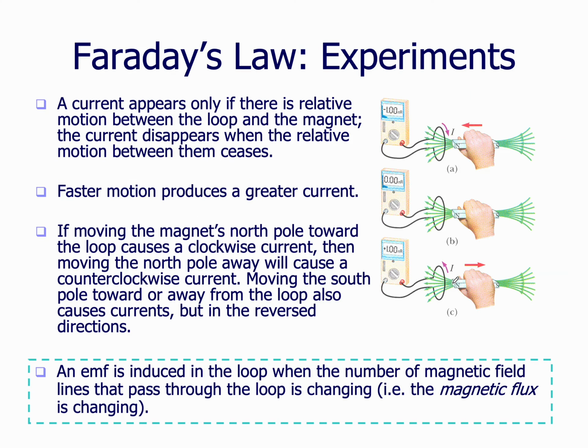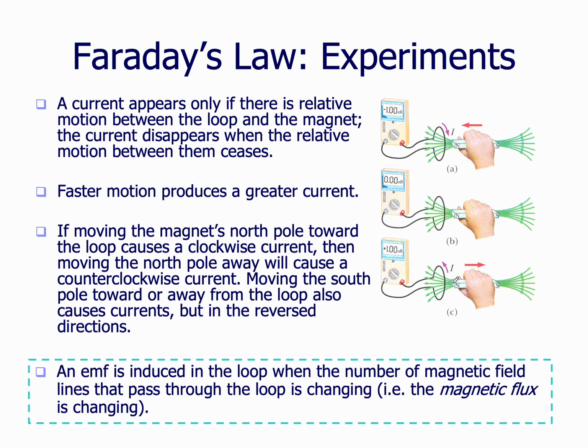But first of all, Faraday's experiments. He discovered a couple of things. The current only appears if there's relative motion between the loop and the magnetic field. The current disappears when the relative motion between them ceases. If you don't have the magnet moving relative to the coil, there is absolutely no current, which is why all the experiments where they just wrapped wire around the magnet without moving the magnet failed. Faster motion produces a greater current. The faster you move the coil or the magnet, the greater the induced EMF, and therefore the greater the current.